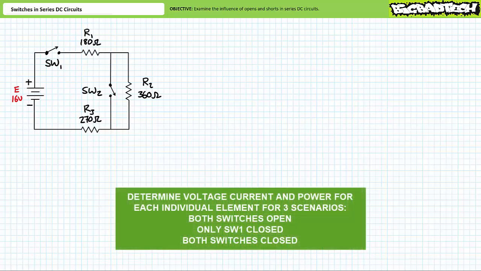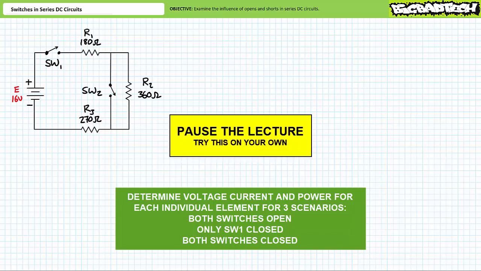As an exercise for the viewer, I invite you to solve for the voltage drop across, the current through, and the power dissipated by each individual element in the system for 3 different scenarios. Scenario 1, both switches are open. Scenario 2, switch 1 is closed, switch 2 is open. In scenario 3, both switches are closed. By all means, pause the lecture and try this on your own. If you're looking for a hint, here it is.